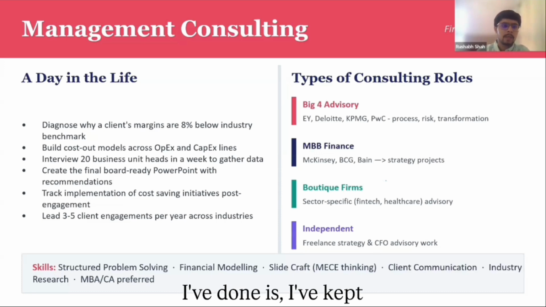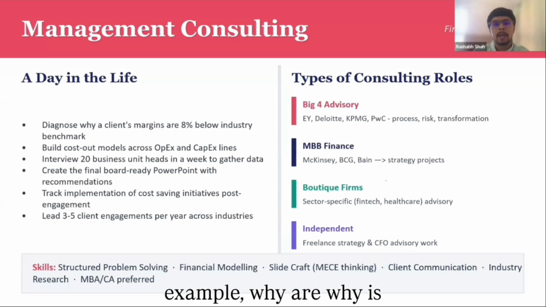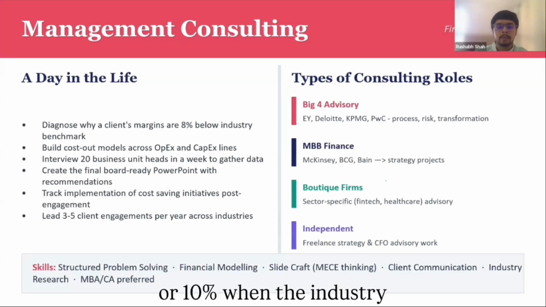So that's why I've kept a day in the life of a management consultant, as to how a typical day looks. In some cases, you are diagnosing why a client's margins are 8% below benchmark. If you are working with a client in D2C companies, and the entire industry is working on a margin of, say, 12%, then why are your client's margins 8% below the industry benchmark? Now, it's not 12 minus 8, it's 8% of 12%. So why is your client having a margin of only 10% when the industry is at 12%? That's where industry benchmarking comes into the picture.